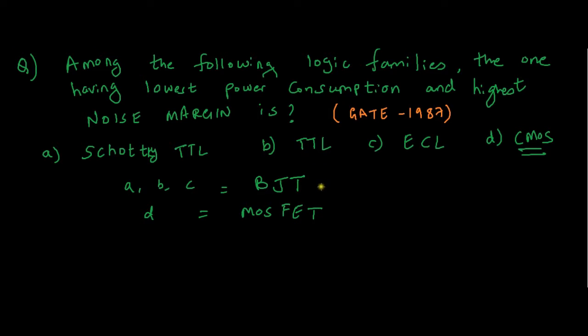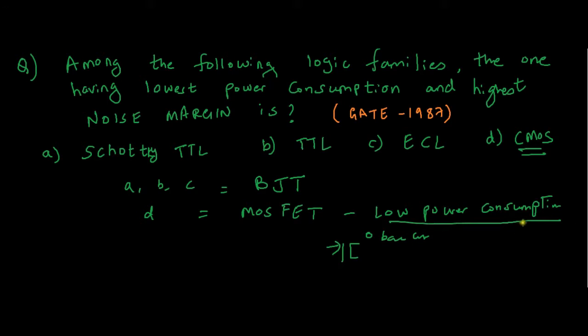So when you compare BJT and MOSFET, MOSFET is having low power consumption. So if you analyze why, because it doesn't conduct any base current, zero base current. So the power consumption is very much negligible. So among the four options given here, CMOS logic family is having the lowest power consumption. So you're almost sure that CMOS is the answer.